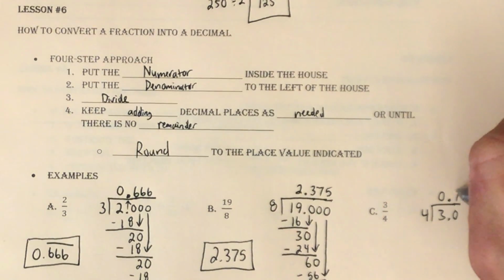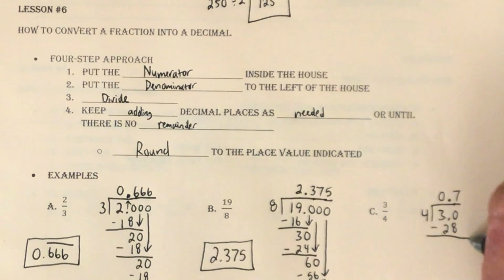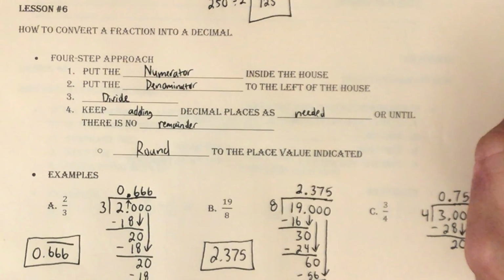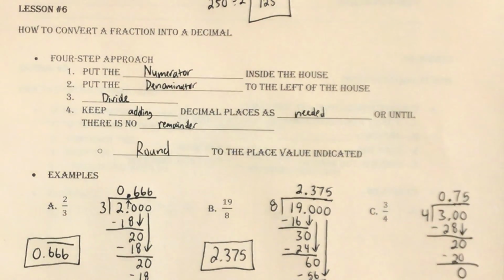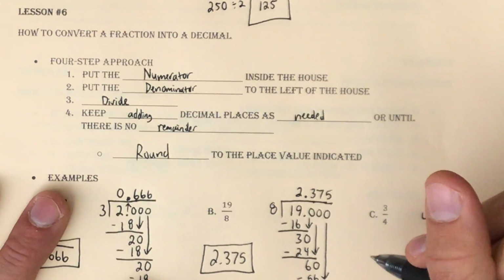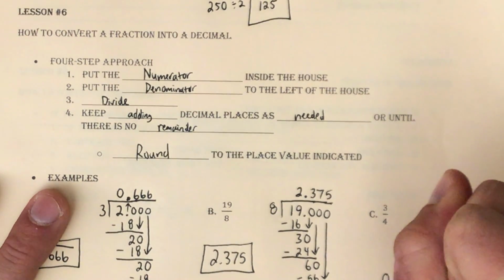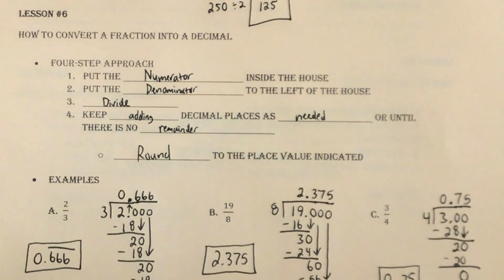It goes 7 times, right? Well, 4 times 7 is 28. 30 minus 28 is 2. Add another 0, bring it down. So I've got 20 now. Does 4 go into 20? Yes, it does. 5 times. And 4 times 5 is 20. Subtract. I'm down to a remainder of 0, so I am done with that problem. So my final answer is 0.75, or I'm okay with if you just put .75. Either one is an acceptable answer.